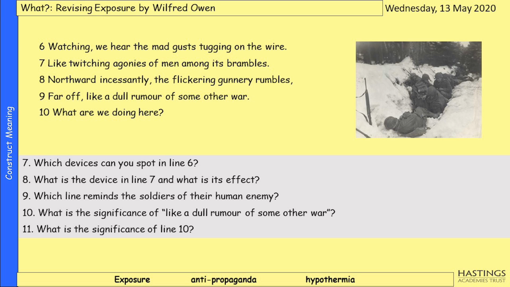Finally, line 10 is very significant. The rhetorical question, "What are we doing here?", shows that they have lost faith in the war. They've lost faith in the people leading them and their purpose. It highlights the soldiers' despair at the futility of it all. So by futility, as in the pointlessness of it all.